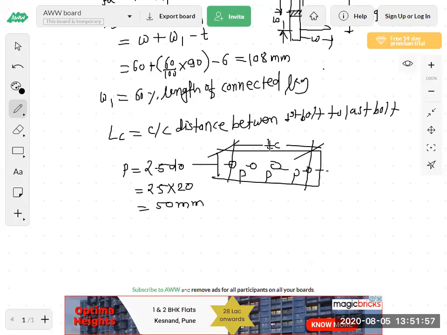We have to calculate LC. LC is nothing but the center to center distance between the first bolt and the last bolt. So this is the first bolt, second bolt, third bolt, and fourth bolt. So it is the center to center distance between this bolt and this bolt.